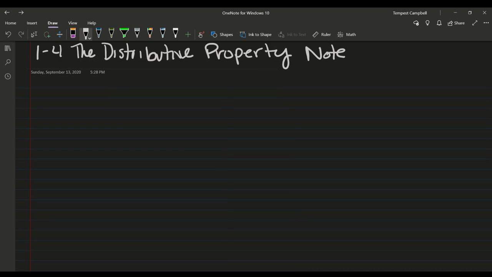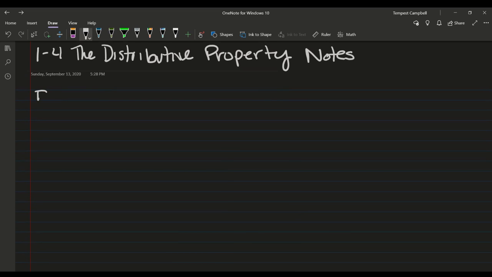All right, so we're taking notes today on the distributive property. First thing we're going to do is start with the definition. So our definition is going to be, distributive property. So distributive property, we're going to first look at the math definition.